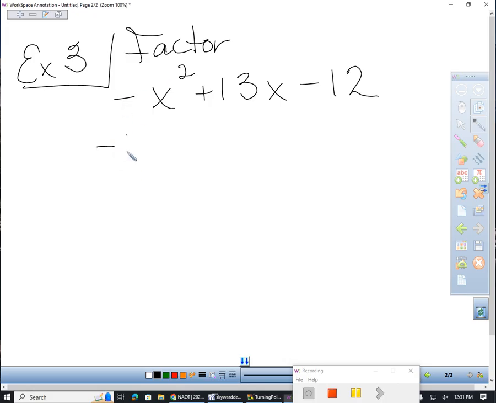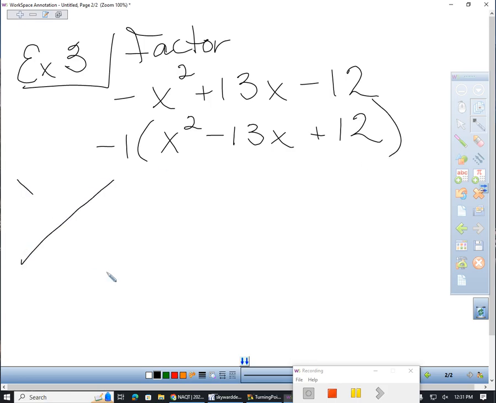So I'm going to undistribute a negative 1. If I take negative 1 out of the first term, I get x squared. If I take a negative 1 out of this term, I get minus 13x. If I take a negative 1 out of this one, I get positive 12. Now I draw my x. 12 times 1, because this is a 1 right here, goes on top. Middle number is negative 13. So I need two numbers that multiply to 12, but add to negative 13. Negative 1 and negative 12, I agree.